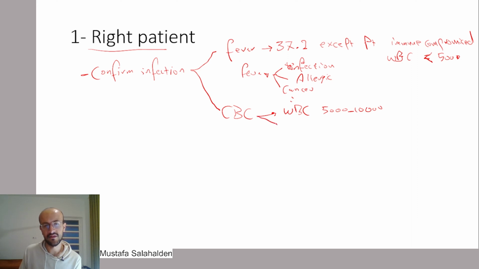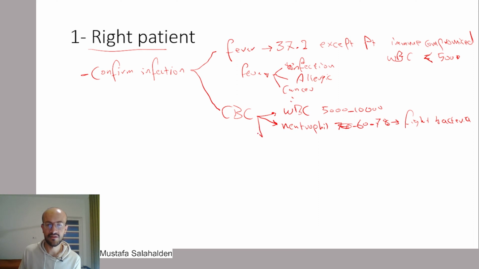And you also look for the neutrophil count, which would be 60 to 70% of the white blood cell count, and the neutrophils fight bacteria. So if the neutrophil count is raised, this means the patient has a bacterial infection.